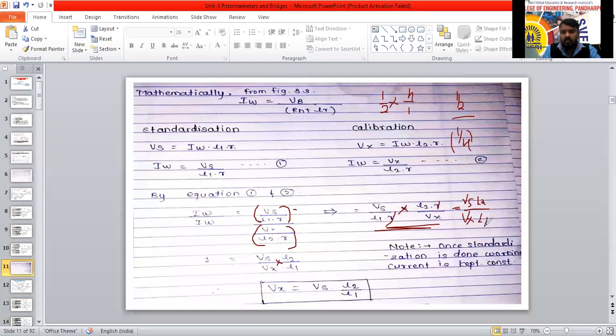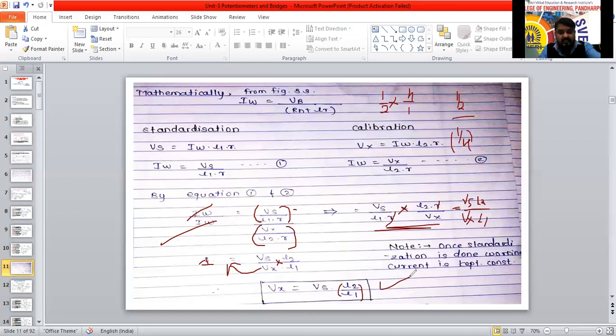So from this one now, IW by IW is nothing but 1. IW by IW equal to 1. I'll send this Vx to the LHS. It is nothing but Vx equal to Vs into L2 by L1. I will keep L2 by L1 as it is. You can write the final equation like this.